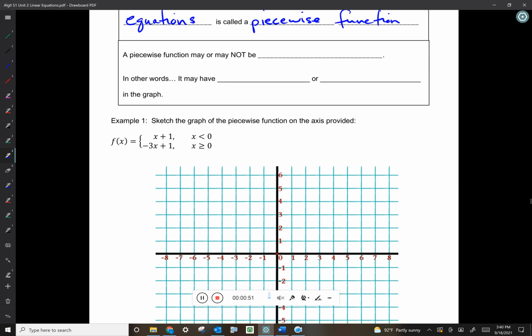when you first look over here at the equation, it's kind of strange. It says f of x equals, and then you have this kind of bracket thing, this brace, and then you'll see two different equations. Here's the first equation, x plus 1. Here's the second equation, negative 3x plus 1. So there's two different pieces to this equation. Now, sometimes you're going to use the x plus 1 line, and sometimes we're going to use the negative 3x plus 1 line.